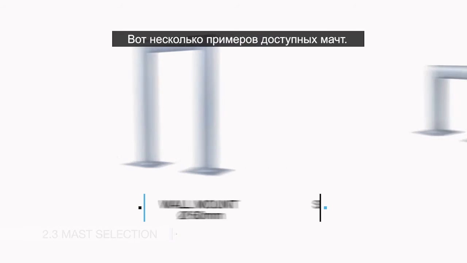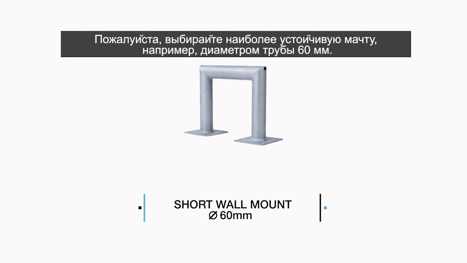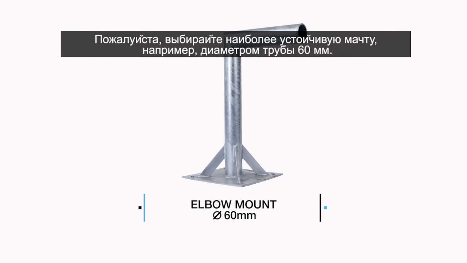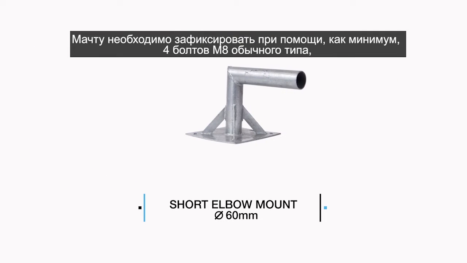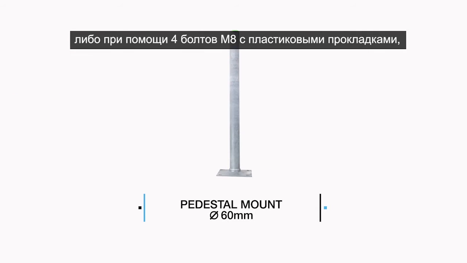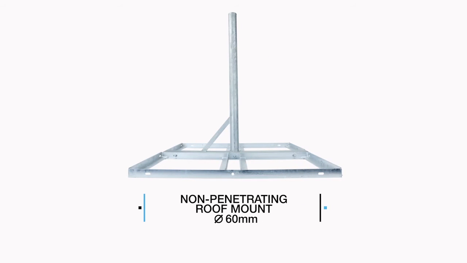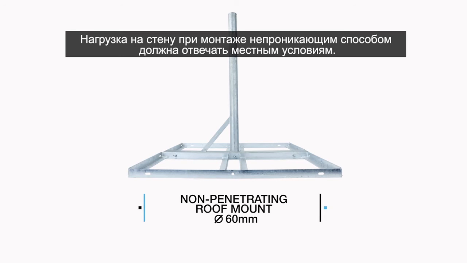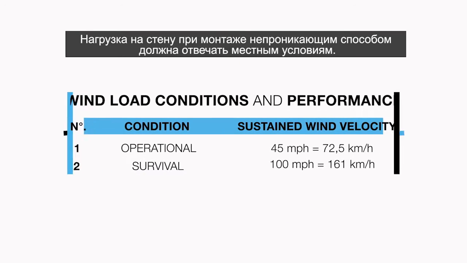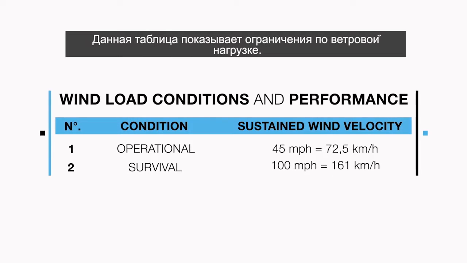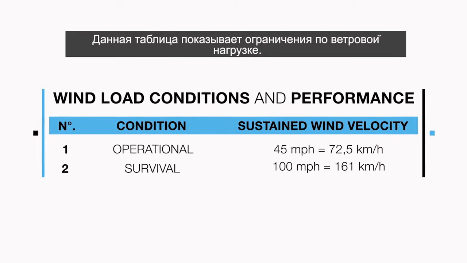Here are some examples of available masts. Please choose as strong a mast as possible. For example, with a 60mm diameter tube, the mast should be secured with at least 4 M8 raw bolts or 4 M8 bolts with plastic sleeves, depending on the type of wall. Weight loading for non-penetrating mounts should be according to local conditions. This table defines the wind loading limits.